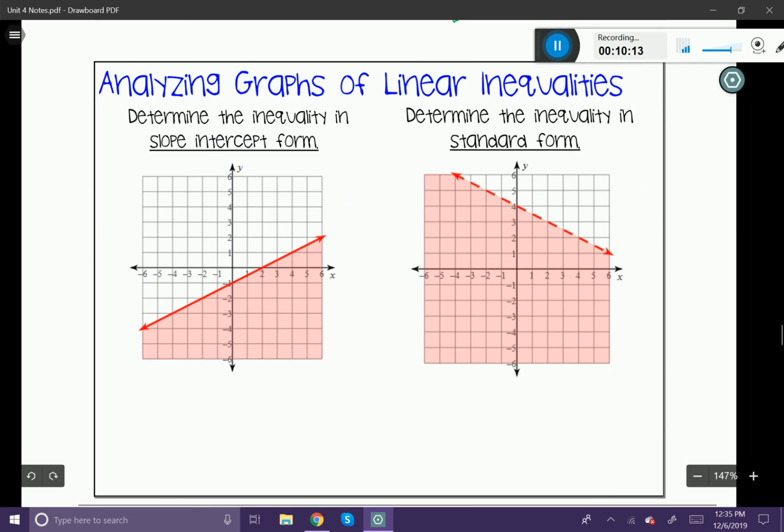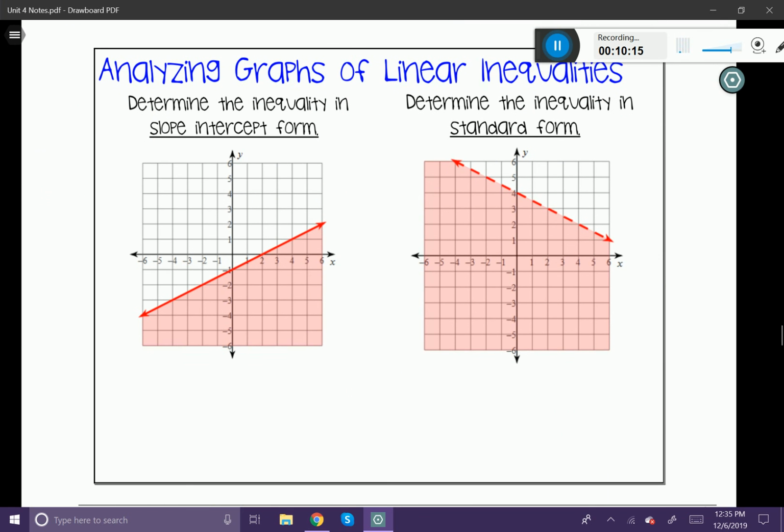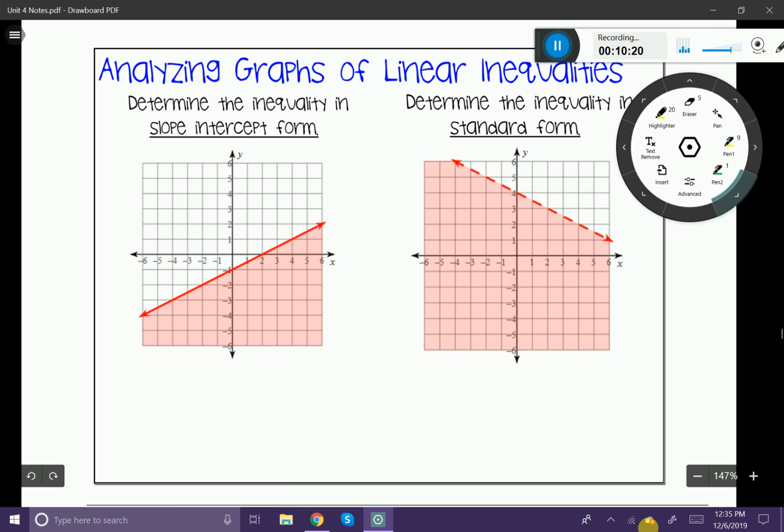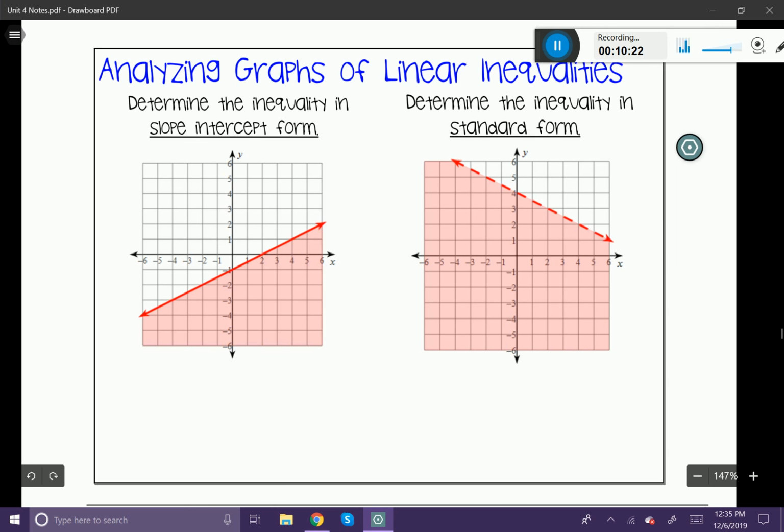Okay, now we're going to go backwards. This really requires some thinking. Let's look at this first example. It says, determine the inequality in slope-intercept form. They give us the graph of an inequality. So here's how you do this. We want to set up an inequality, and we don't know what the sign is, so I'm just going to represent it by like a little circle. We'll figure it out. Now, y is on this side, so y is going to be something, and then my slope in this case is 1/2 times x minus 1.